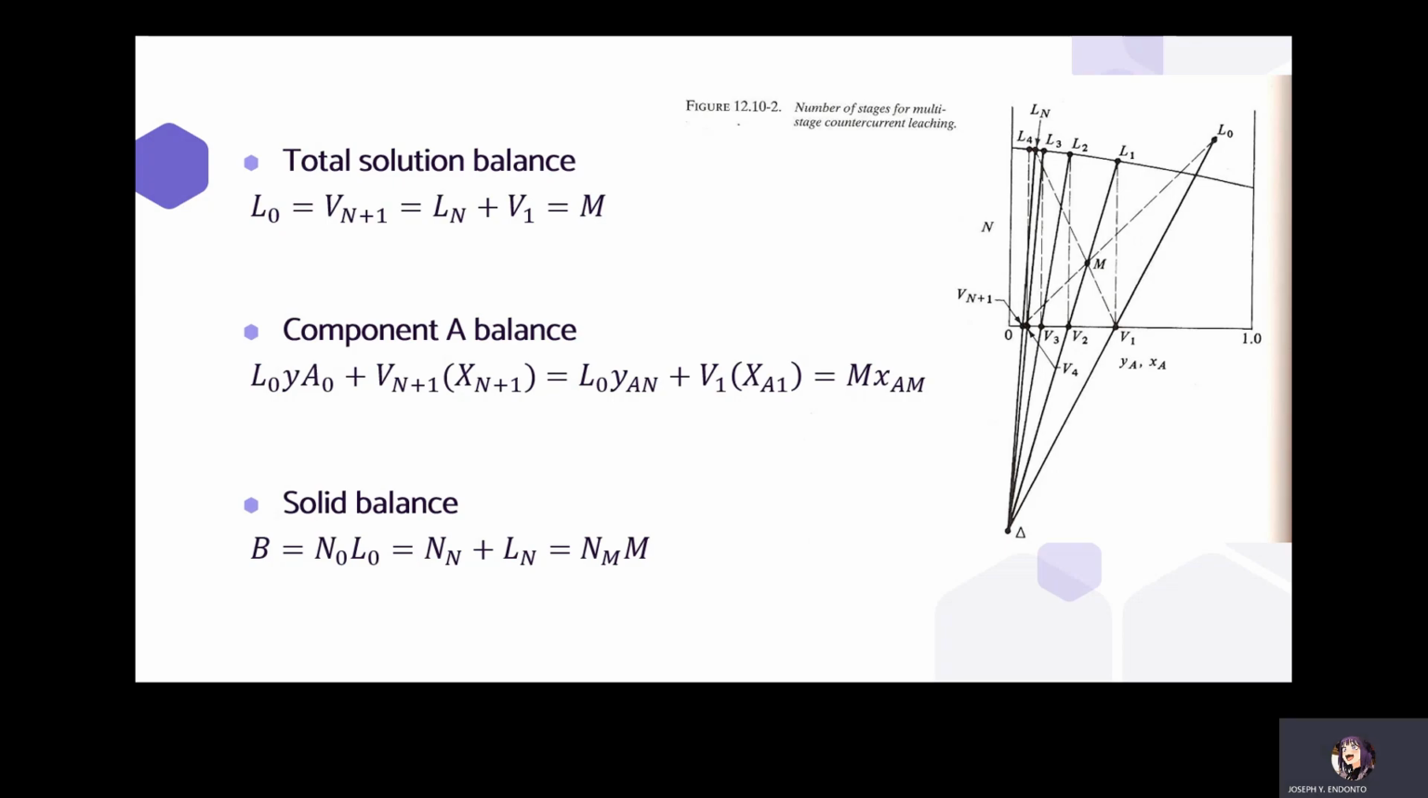And the third, which is the solid balance, where in terms of B is equal to N sub 0 multiplied to L sub 0, which is equal to N sub n plus L sub n, which is equal to N sub M multiplied to M, where NM and XAM are the coordinates of point M as shown in this figure. Usually, the flows and compositions of L sub 0 and V sub n plus 1 are known, and the desired exit concentration of Y sub An is set.